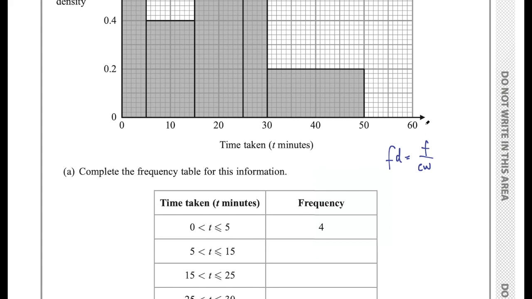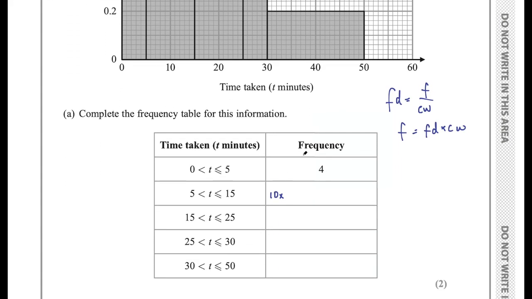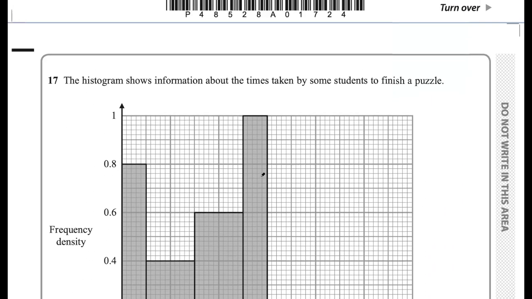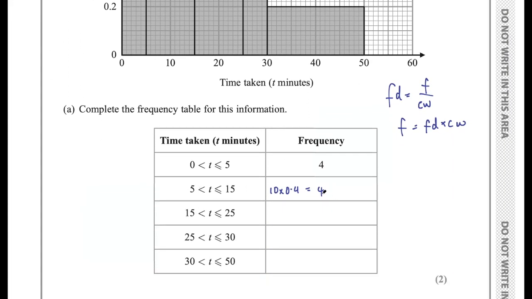So then we can reverse this to find the frequency. So the frequency is equal to the frequency density multiplied by the class width. So for this second interval from 5 to 15 minutes, we have a class width of 10. 5 to 15 is 10. And we multiply that by the frequency density, which is 0.4. So 10 times 0.4 is 4. So the number of students who finished the puzzle between 5 and 15 minutes was 4.